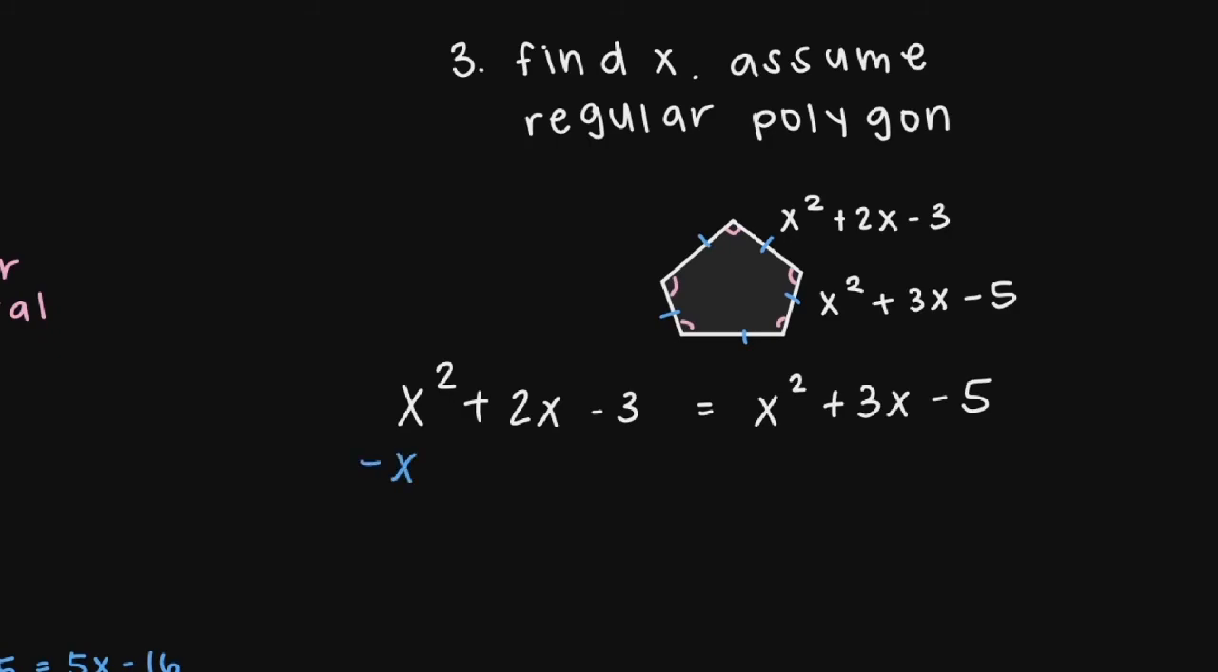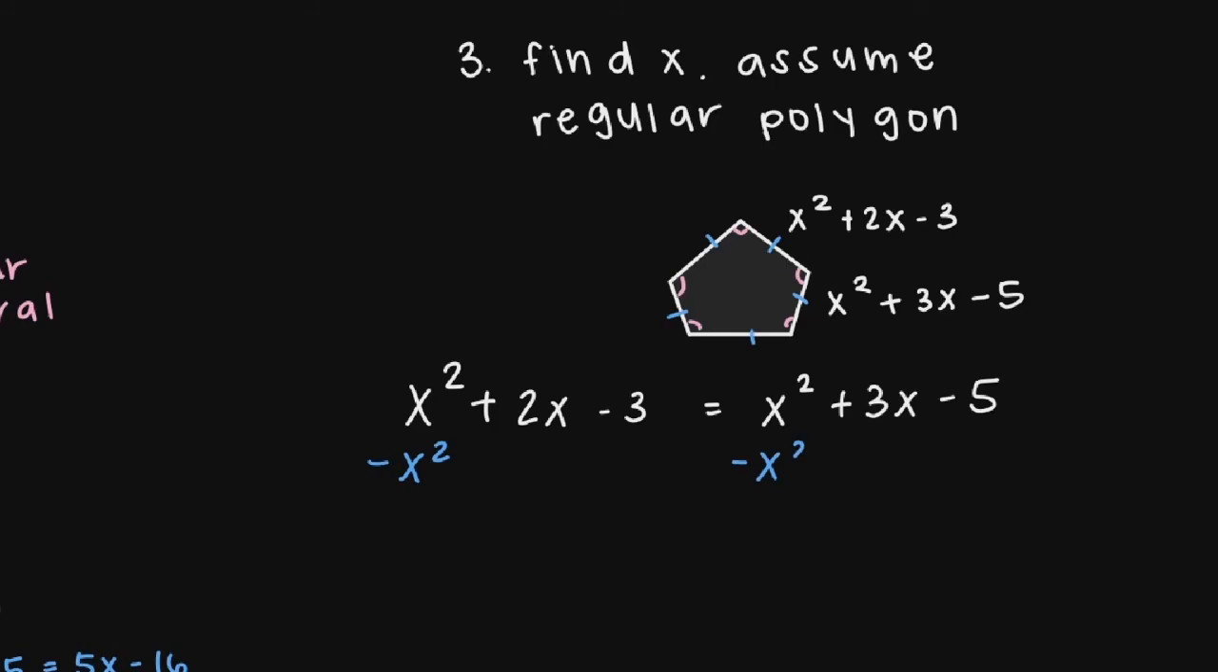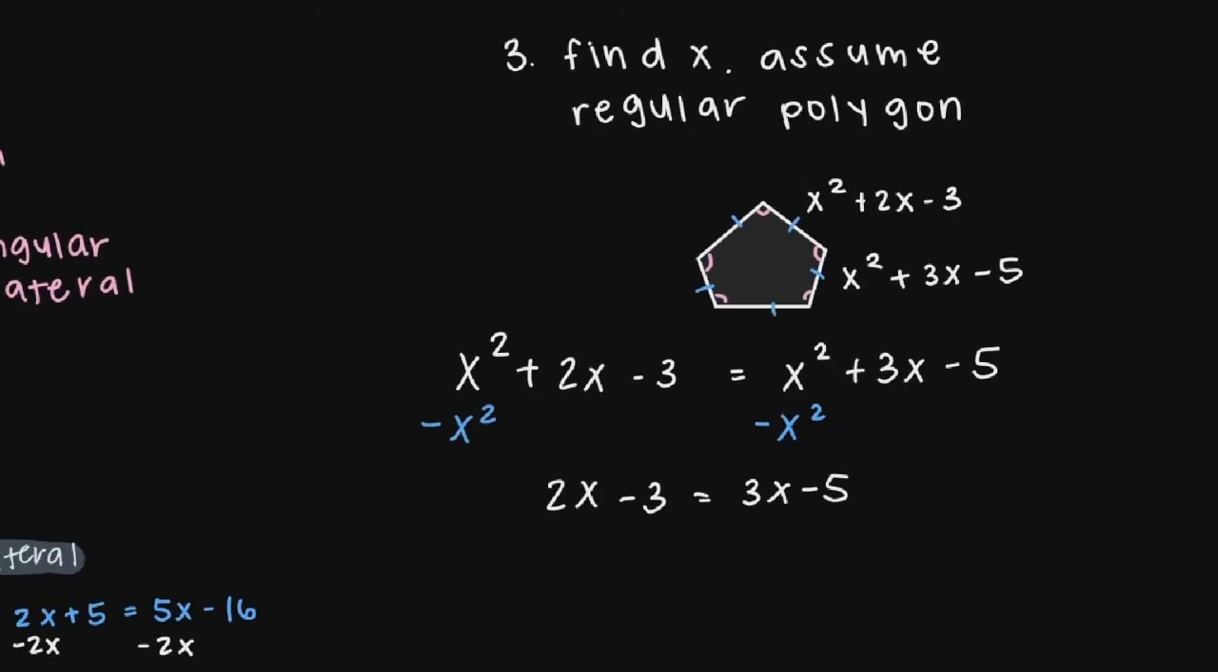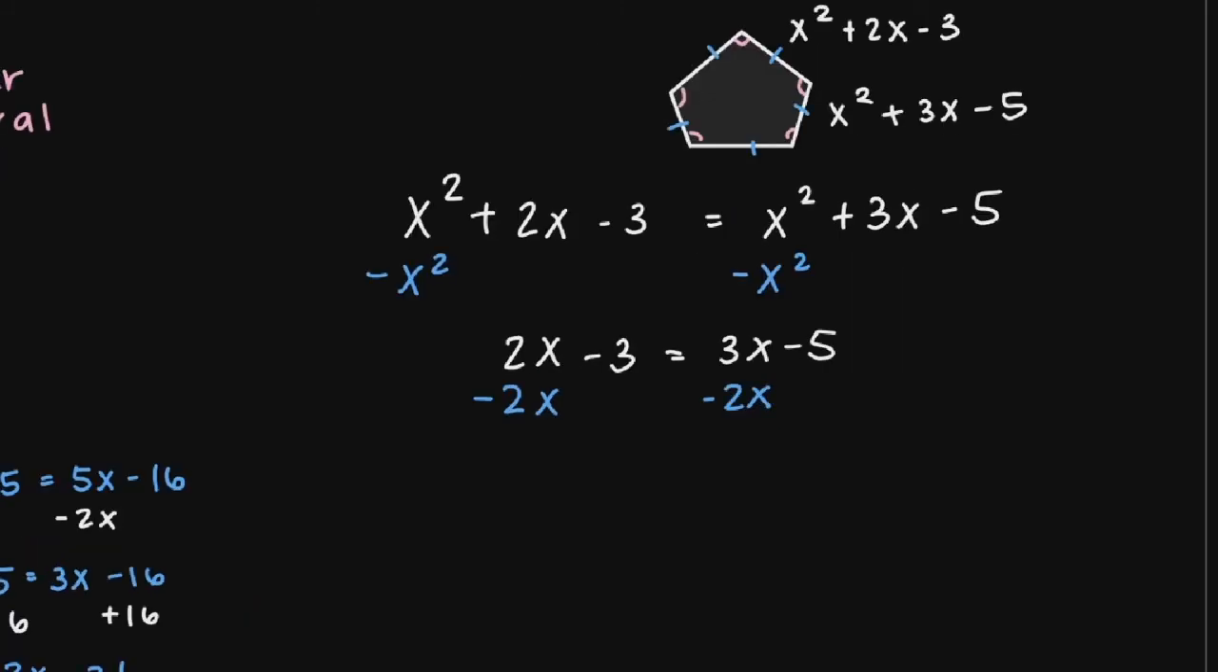Then to solve, we're going to subtract x squared on both sides, and they will cancel out. So we get 2x minus 3 equals 3x minus 5. Then we want to subtract 2x, and we get negative 3 equals x minus 5. And then add 5 to both sides, and we get x equals 2.